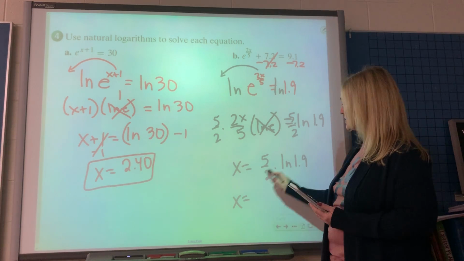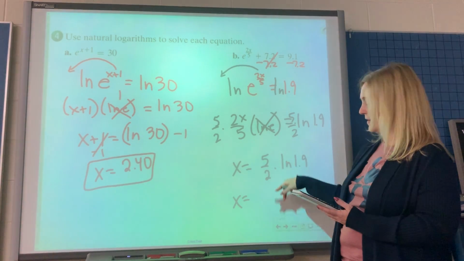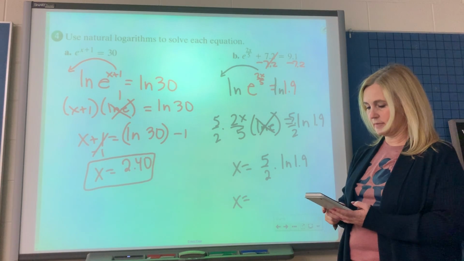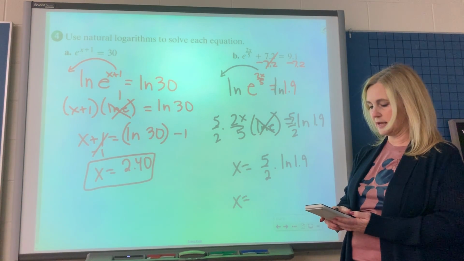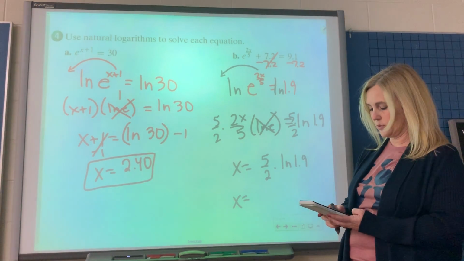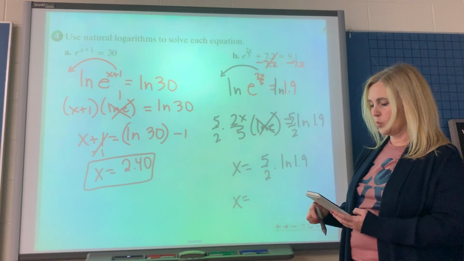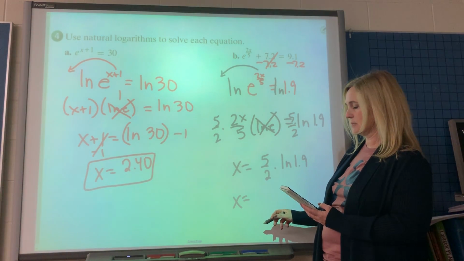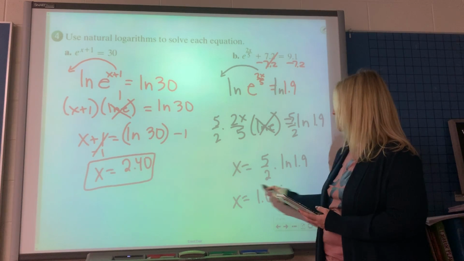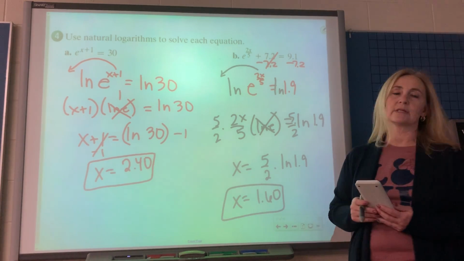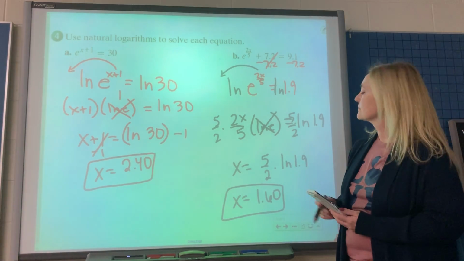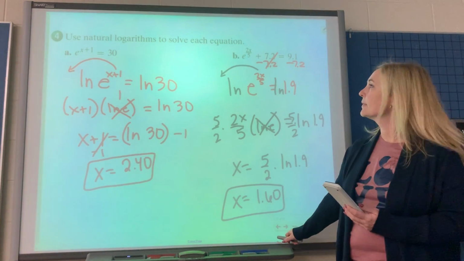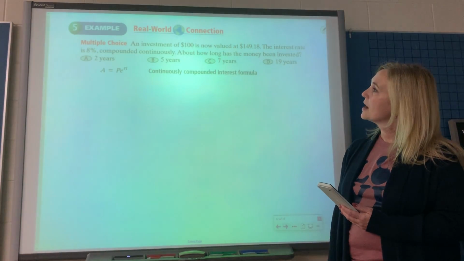So you're going to put this on your calculator. You can put 5/2 or you can put 2.5. It doesn't matter. 2.5 times the ln of 1.9. That gives 1.60. X equals 1.60. Hopefully you're following along okay. That is it for that one.